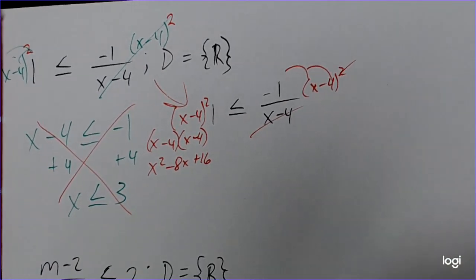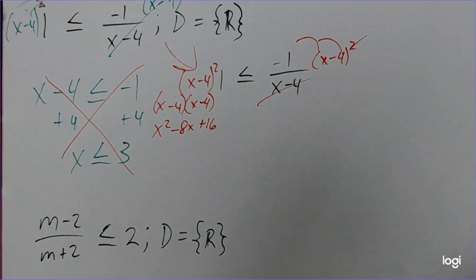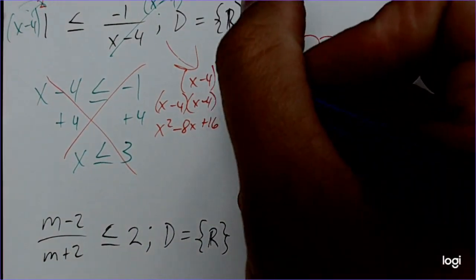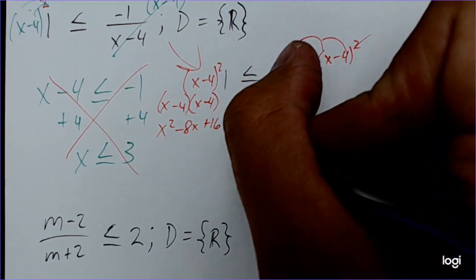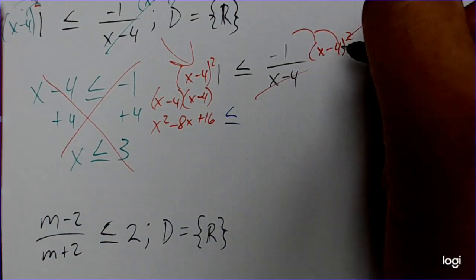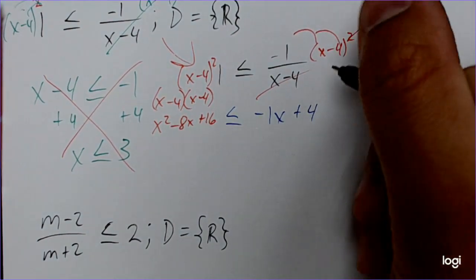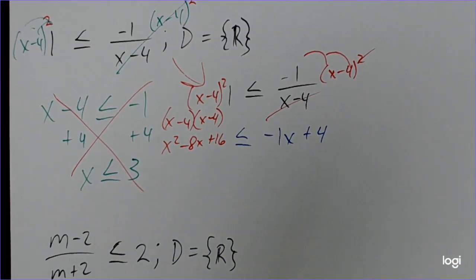And that completely cancels out any negative issues that I would have had. So now I've got x squared minus 8x plus 16. The 1 distributes and makes that the same, no change when I multiply by 1. And then here, the negative 1 is going to give me negative 1x plus 4. Okay? I'm just going to do a quick check, make sure I'm not missing anything. Yep, we're still good to go. Okay?